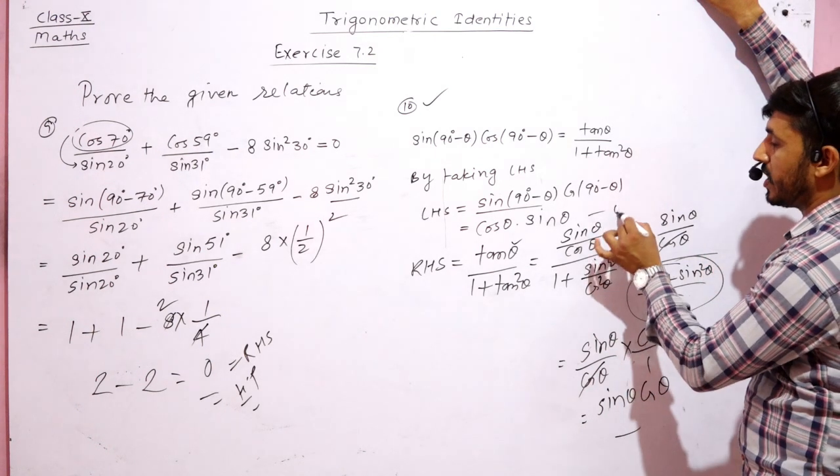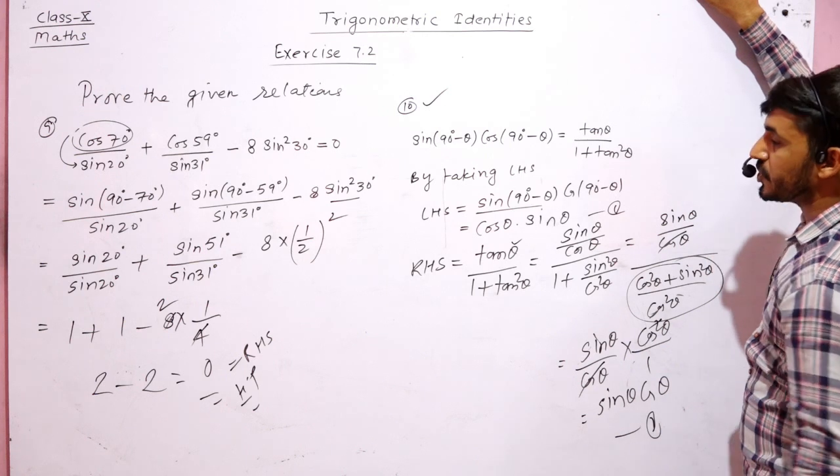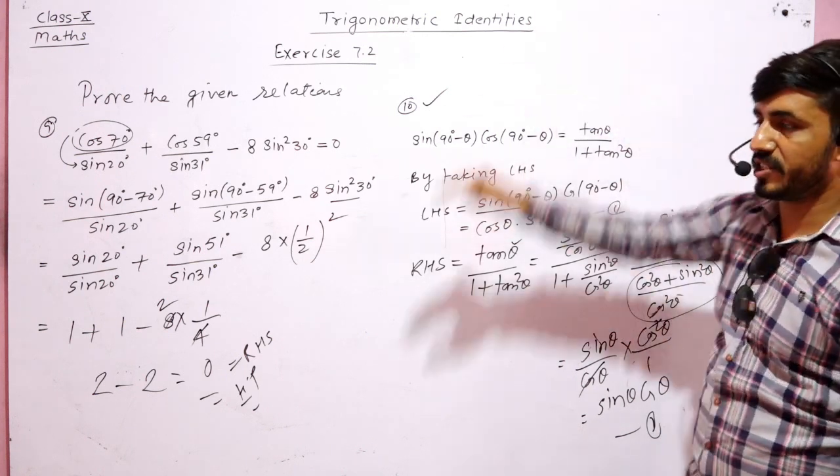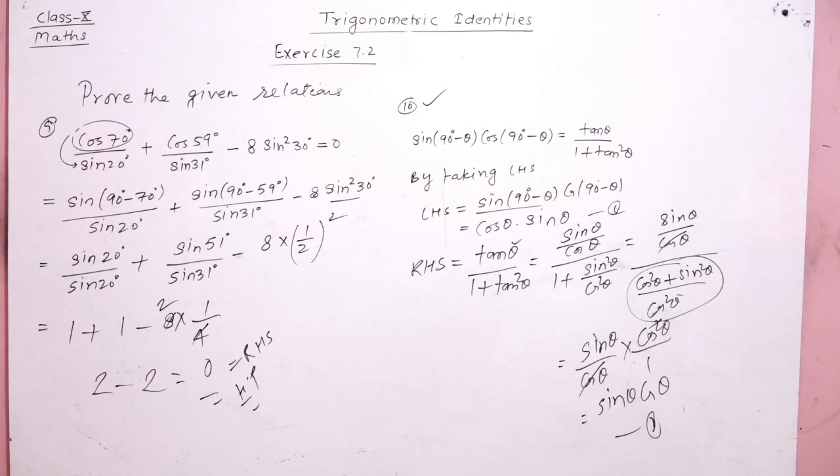This is equation number 1 and this is equation number 2. So we can see that LHS is equal to RHS, hence proved. Okay, now we have to solve question number 11 and 12.